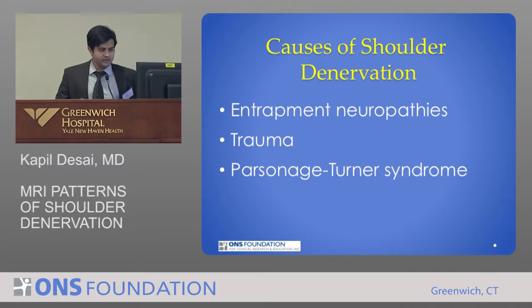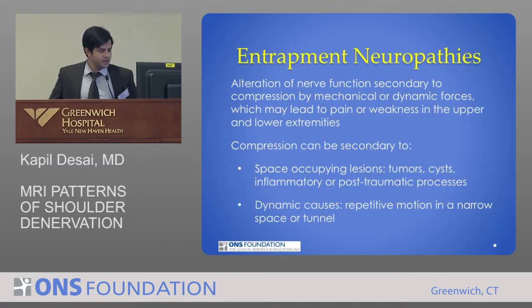There are really three main causes of shoulder denervation, the first one being the most common, which is different types of entrapment neuropathies. Two other causes include trauma and a rarer condition called Parsonage-Turner Syndrome, which we'll close with. So entrapment neuropathies basically are alteration of nerve function secondary to compression from either static or dynamic forces.